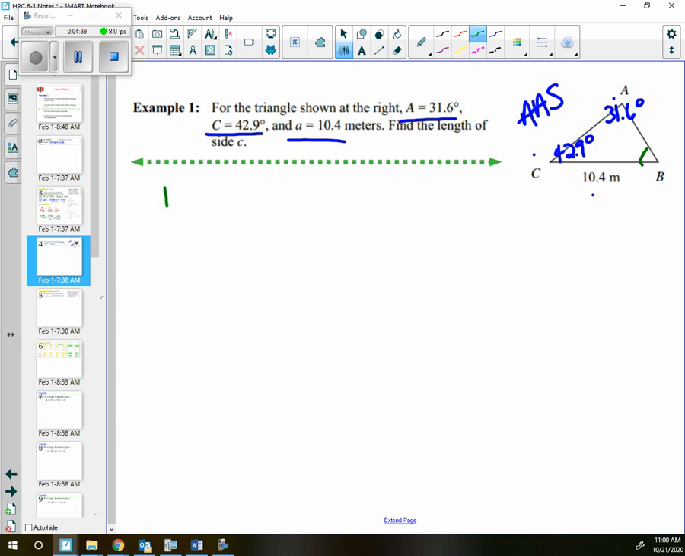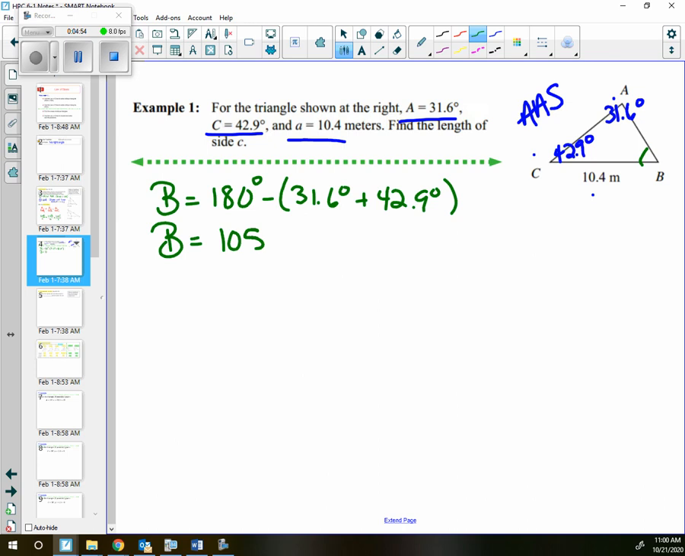So the first thing we're going to do is find that angle B, just subtract from 180 the other two angles. So it's a really quick calculation to find that third angle. So go ahead and pause and do that so we can get our angle B, which looks like to me, which is why I know that this is totally not to scale, 105.5 degrees.